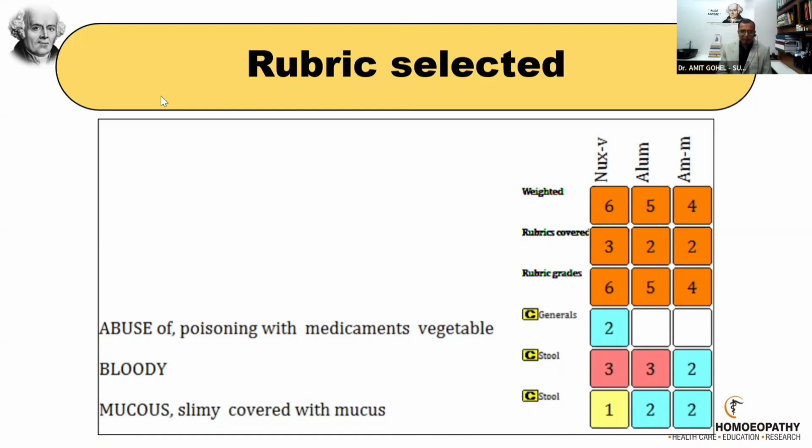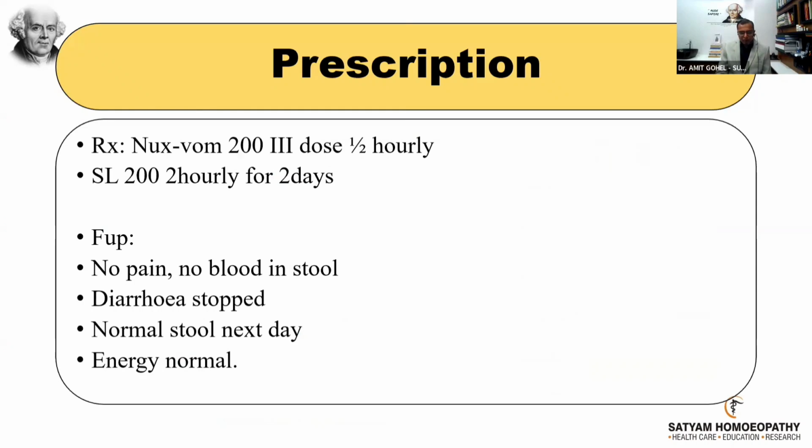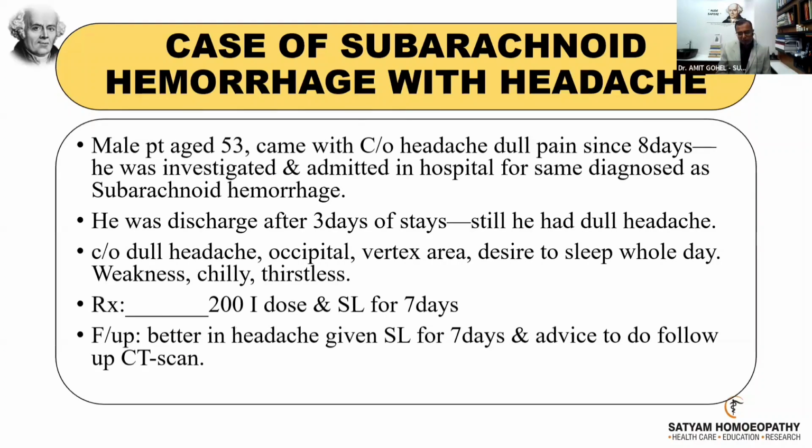So on the basis of that, Nux vomica was prescribed, all are absolutely right. There are abuse of poisoning medicament with the vegetable. Two remedies are there, camphor and Nux vomica, but camphor did not cover the bloody diarrhea. Okay. So Nux vomica 200 given half hourly. There was no pain, no blood, diarrhea stopped, everything was absolutely normal. So this is another case. In a psoro-syphilitic case, you have to take into account mucus. Mucus in the case is psychotic. Mucus is to protect the intestinal wall.